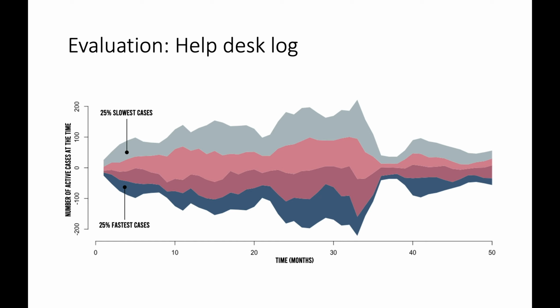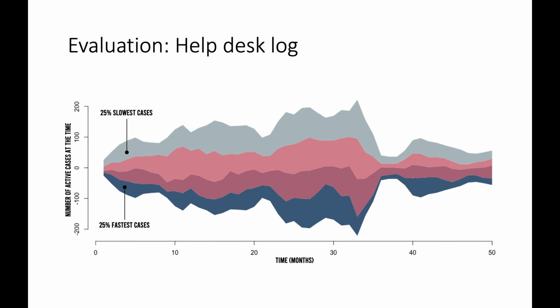So we evaluate our idea or technique. We start by evaluating on two different use cases. The first is the help desk log, and here we build a theme river graph that contains information about groups of cases grouped by how fast they are, that is, how long it took for the whole case to complete.